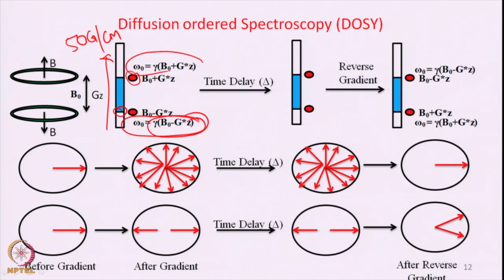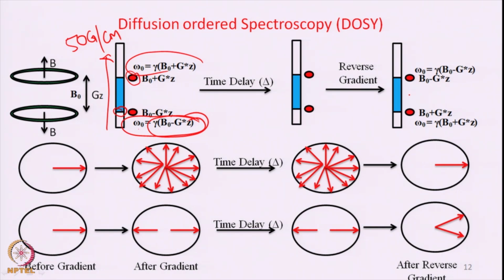This is our NMR tube, we are putting it in the magnet, and we are applying a gradient for some time. Now, molecules that experience the gradient here and the gradient here are going to be different. If you leave it for a time delay, they are diffusing differently, and then we apply a reverse gradient. So, the first gradient dephases it, then we wait for some time, and then we apply a reverse gradient.